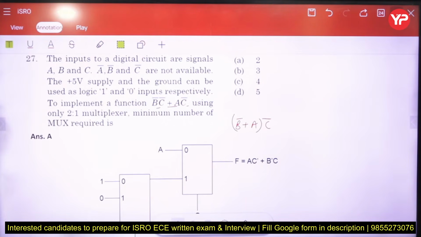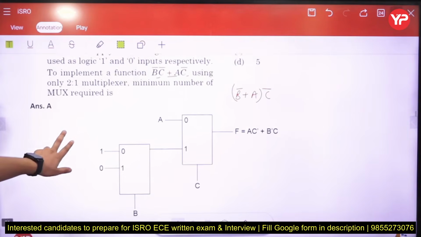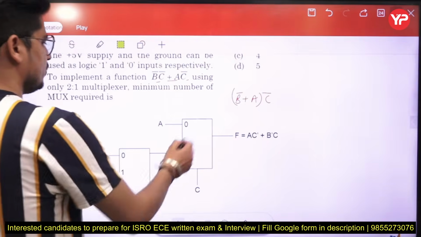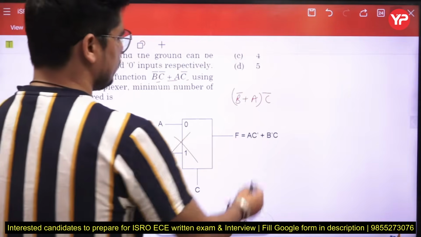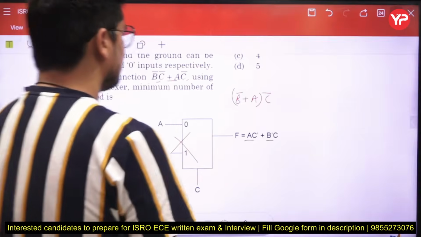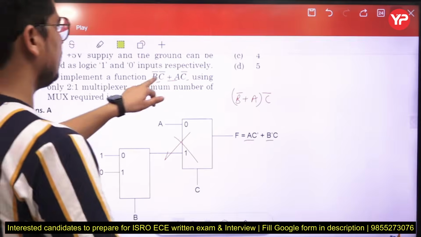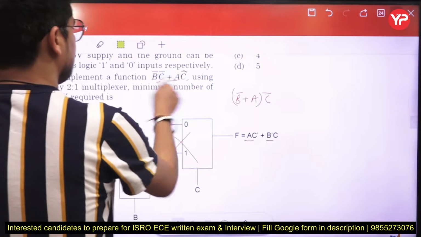I think this question is a little bit different here. To implement this one, that is A C bar and B bar C. Okay, there is also C bar. Then it will require this one. This solution is not correct, right? This is for A C bar and B bar C. This question is having different values. I think there may be a printing mistake in this one. You may check this one.